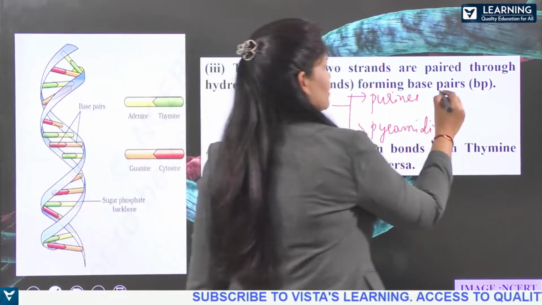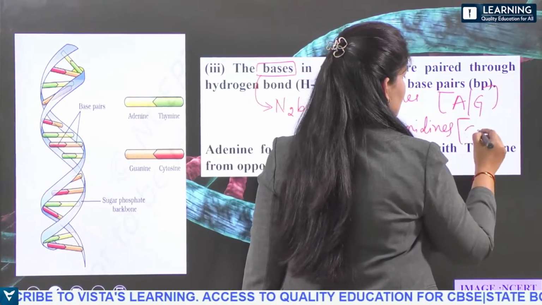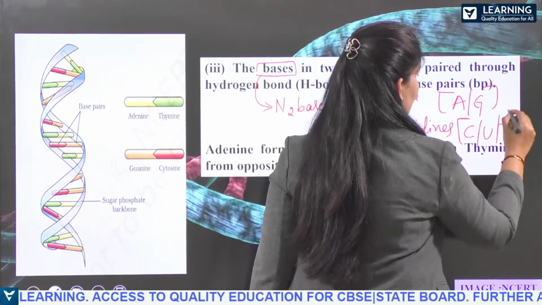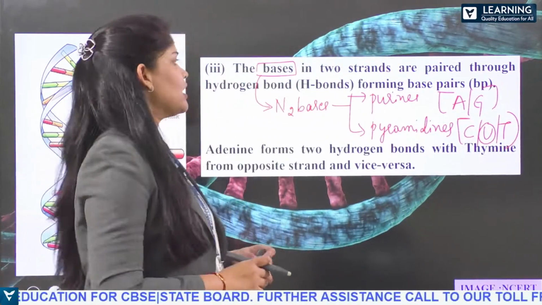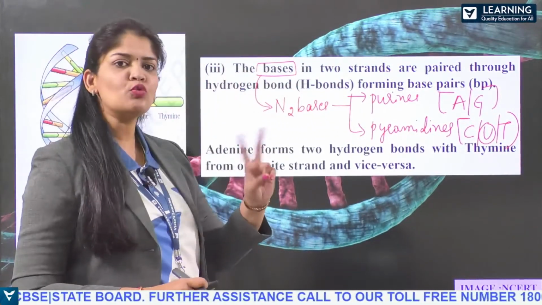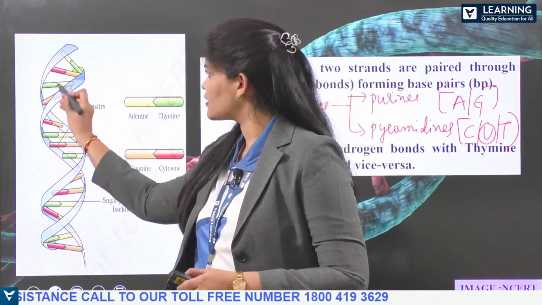Here, adenine, guanine. Here, cytosine, uracil, thymine. Uracil will be present in the RNA, thymine will be present in the DNA. So here, the bases in the two strands, these are the bases.